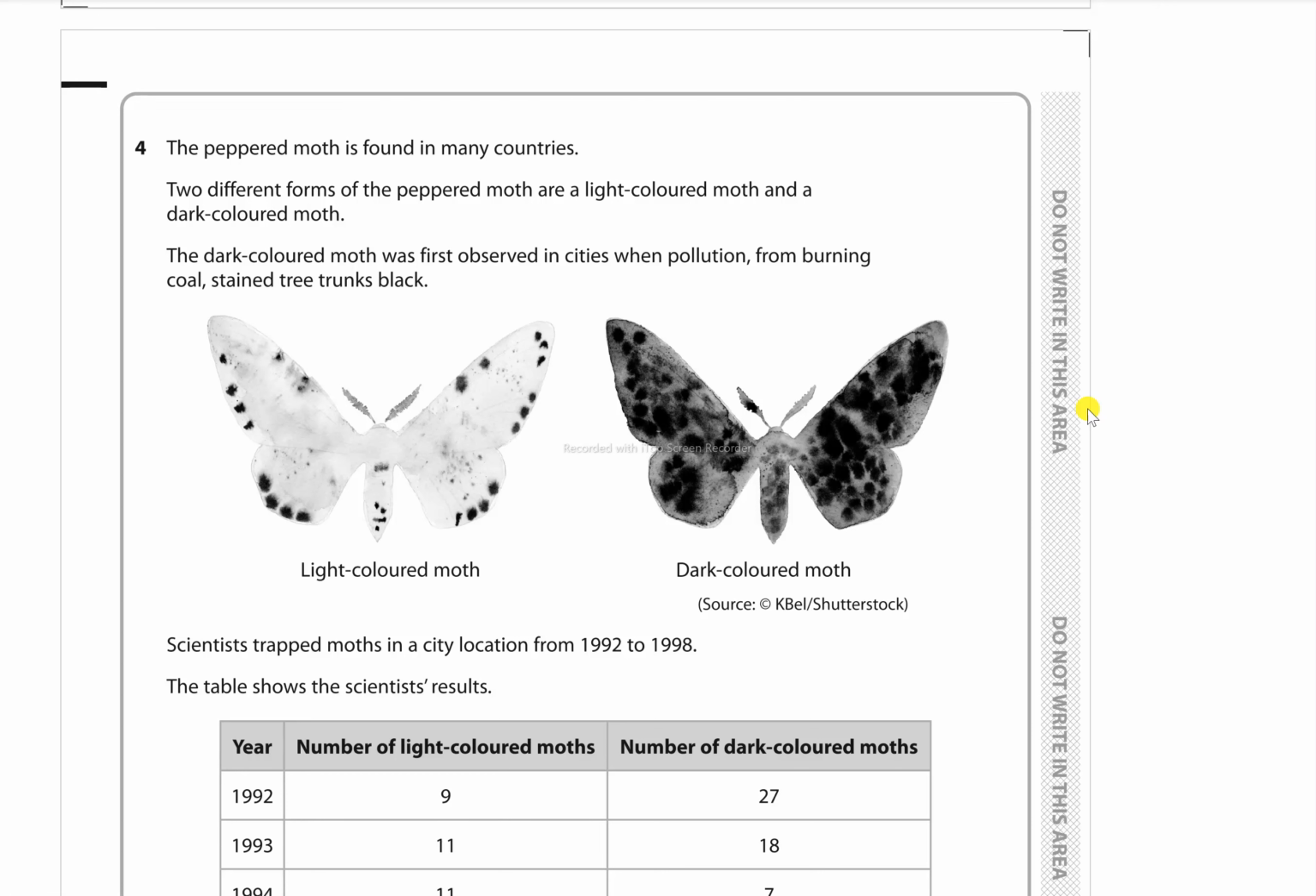Right, so we're carrying on with question 4. The peppered moth is found in many countries. So if you notice, it's light and that is dark. Right, the dark colored moth was first observed in cities when pollution from burning coal stained tree trunks black.